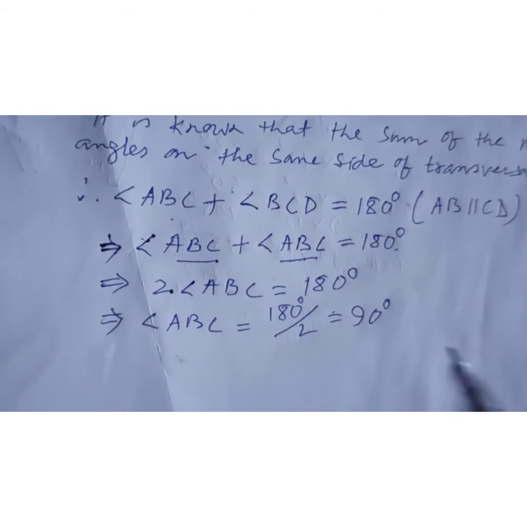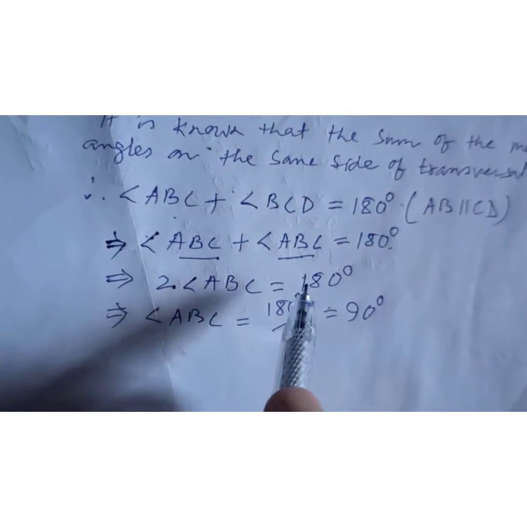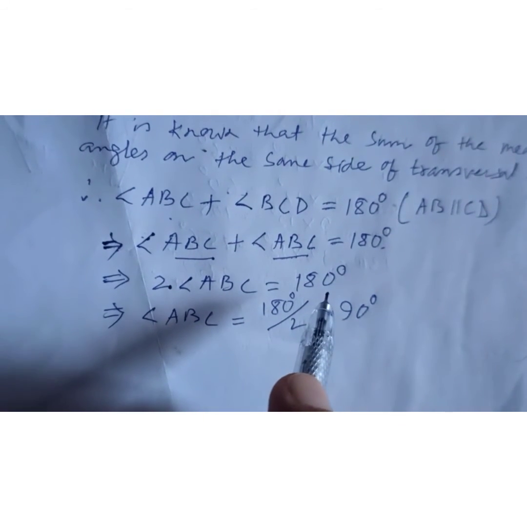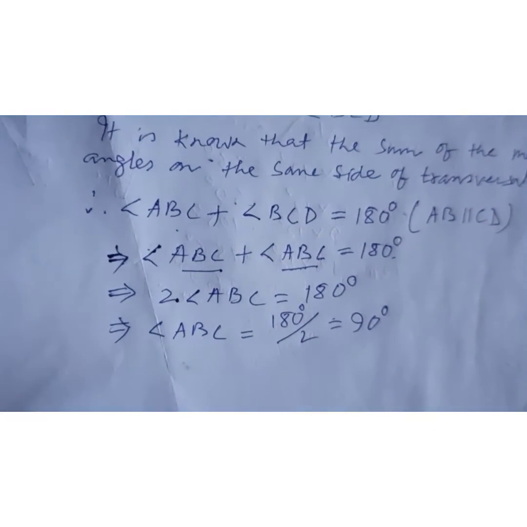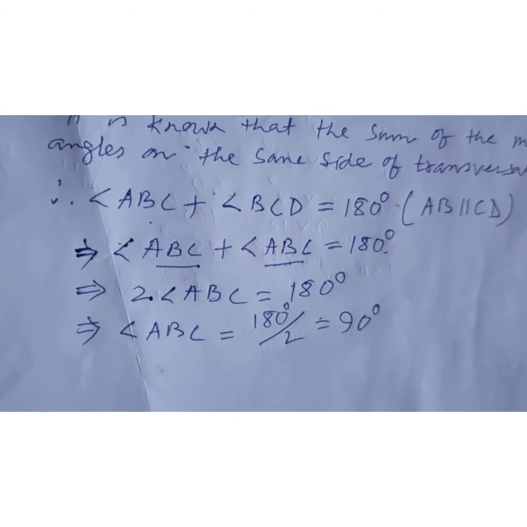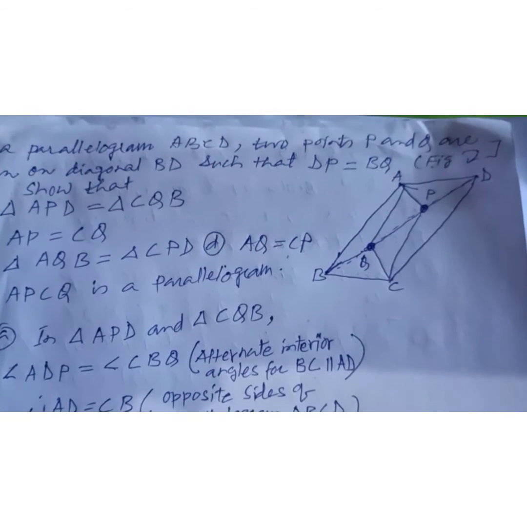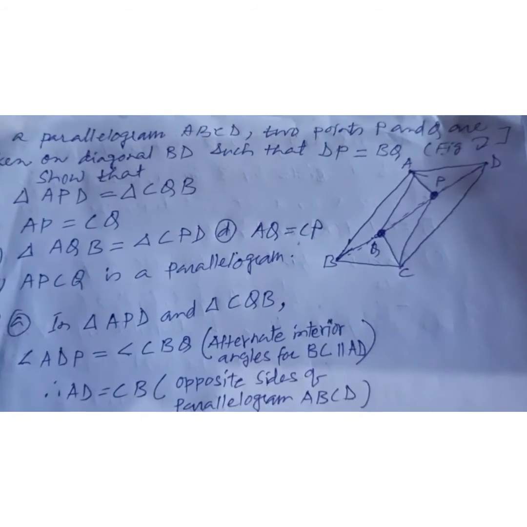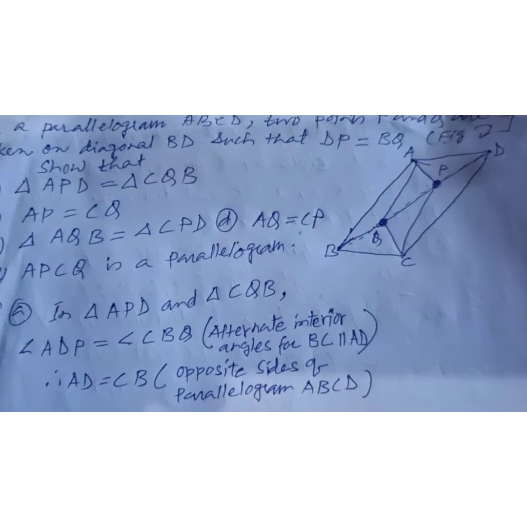Now, the reason you must write: since ABCD is a parallelogram and one of its interior angles is 90 degrees, hence ABCD is a rectangle. So we proved this one. You write that line last. Here is another question. In a parallelogram ABCD, two points P and Q are taken on diagonal BD such that DP equals BQ.